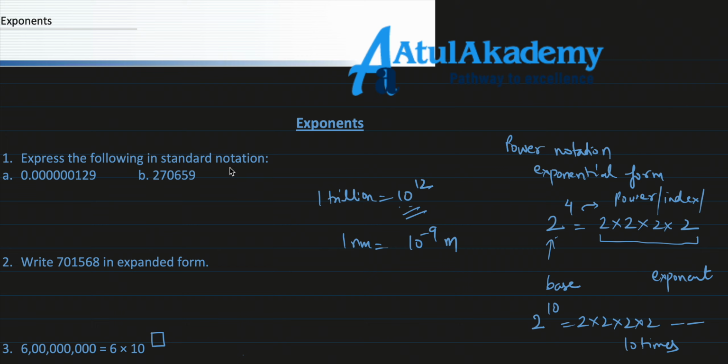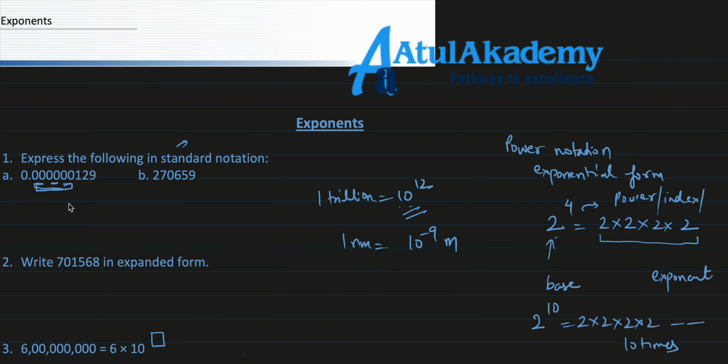Express the following in standard notation. Now standard notation is that we express the number in the powers of 10 and we try to not write these many zeros in the number. Okay, standard notation is also called scientific notation. Yeah, so let's begin with the first question here. Let's see how many zeros are there. 1 2 3 4 5 6.